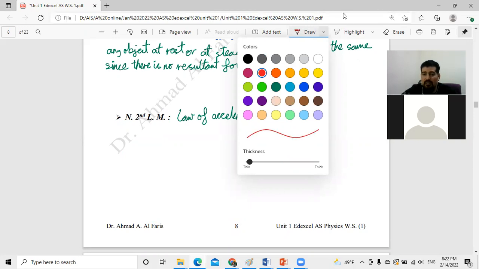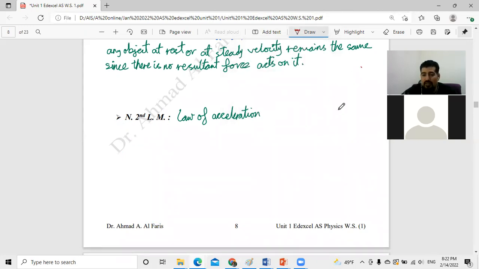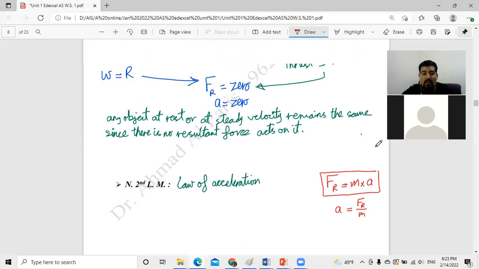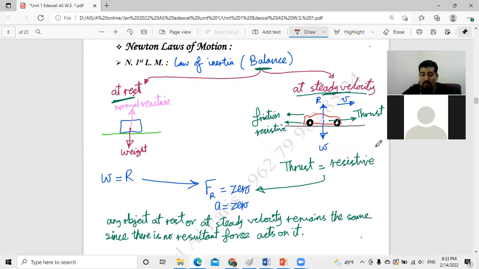Newton's second law states what? That resultant force equals what? Mass multiplied by what? Acceleration. So what does that mean? The law of acceleration. It means that the acceleration equals resultant force over mass. The acceleration of any object is directly proportional to the resultant force and inversely proportional to the mass of the object.